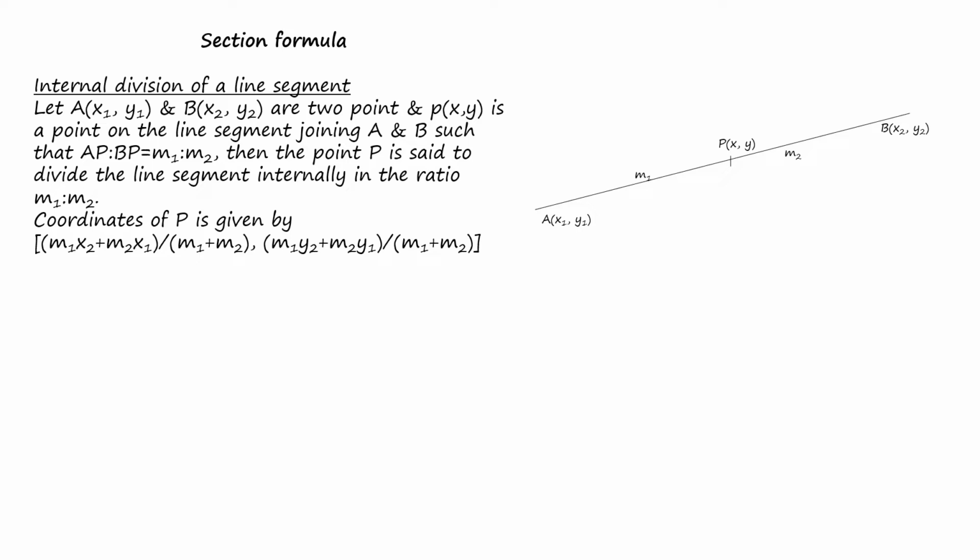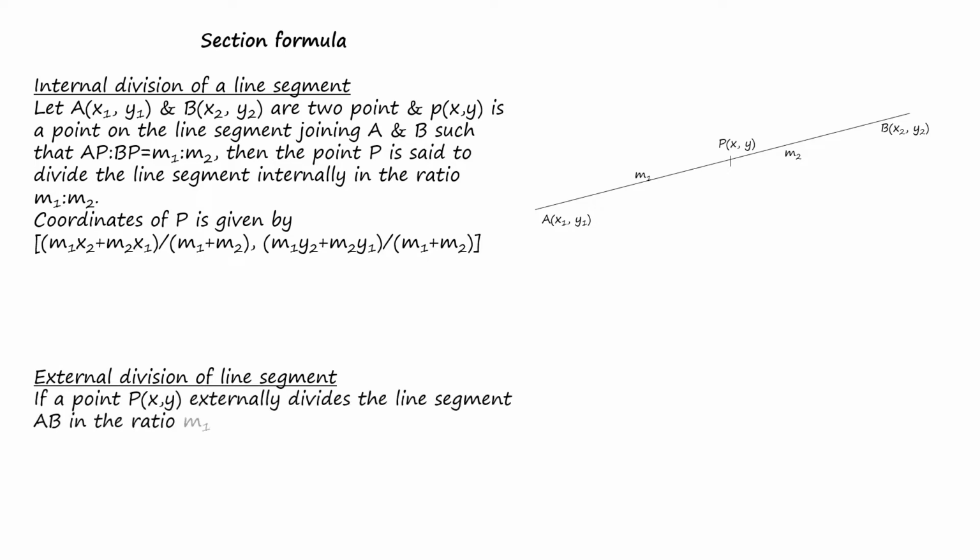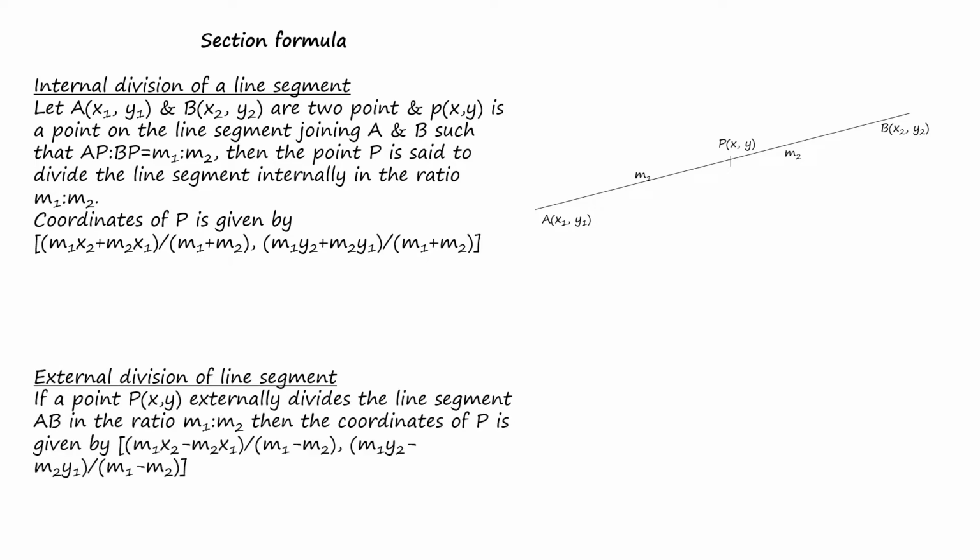Now let's see external division of the line segment. If a point P(x, y) externally divides the line segment AB in the ratio m1 is to m2, then the coordinates of P are given by (m1x2 minus m2x1) whole divided by (m1 minus m2), comma (m1y2 minus m2y1) whole divided by (m1 minus m2). And the picture goes like this.